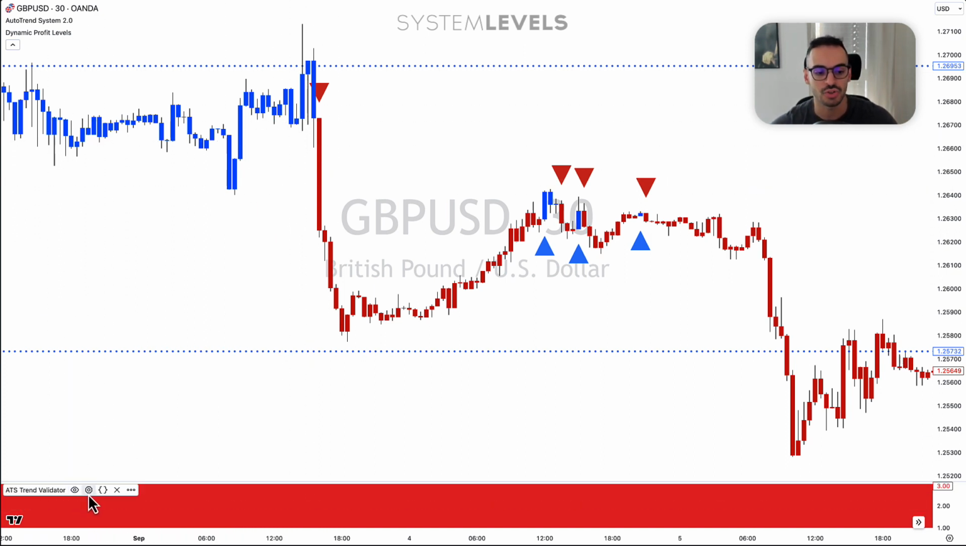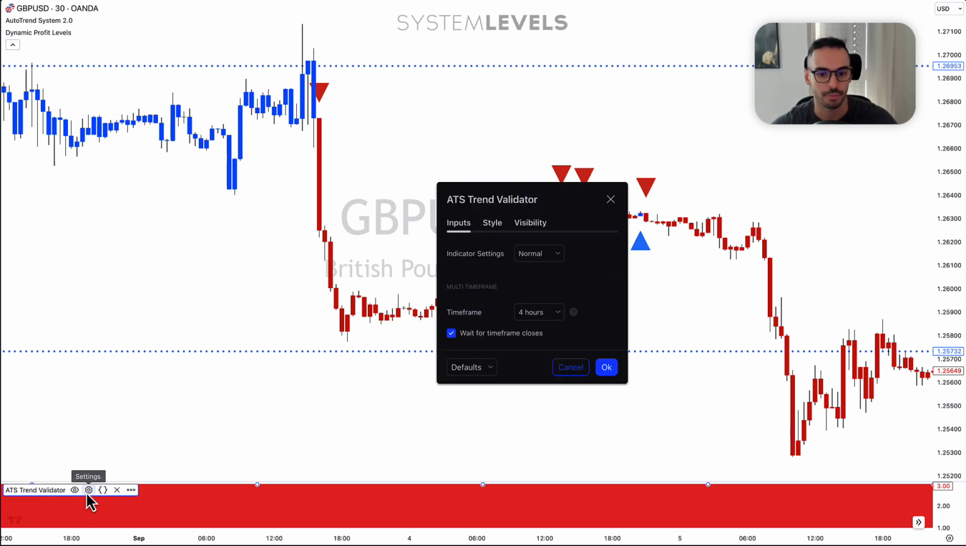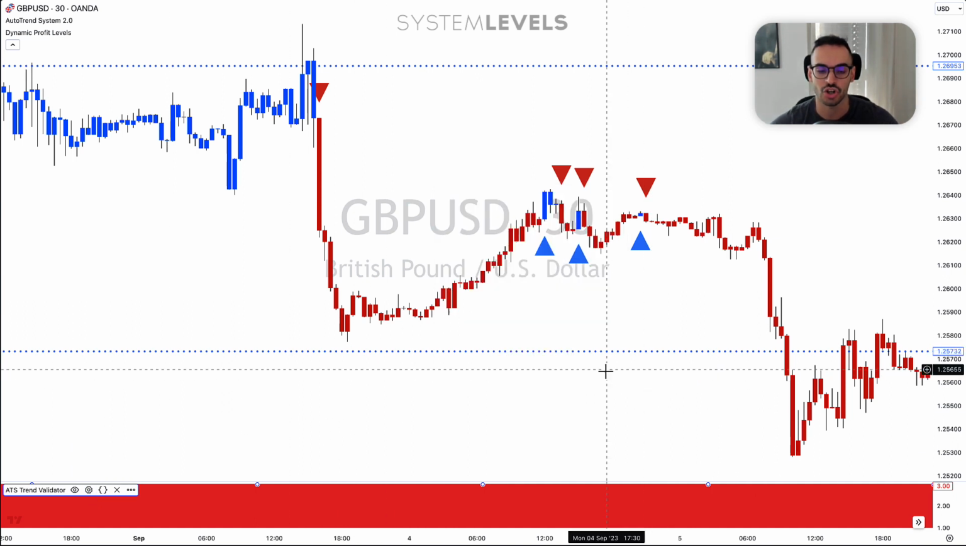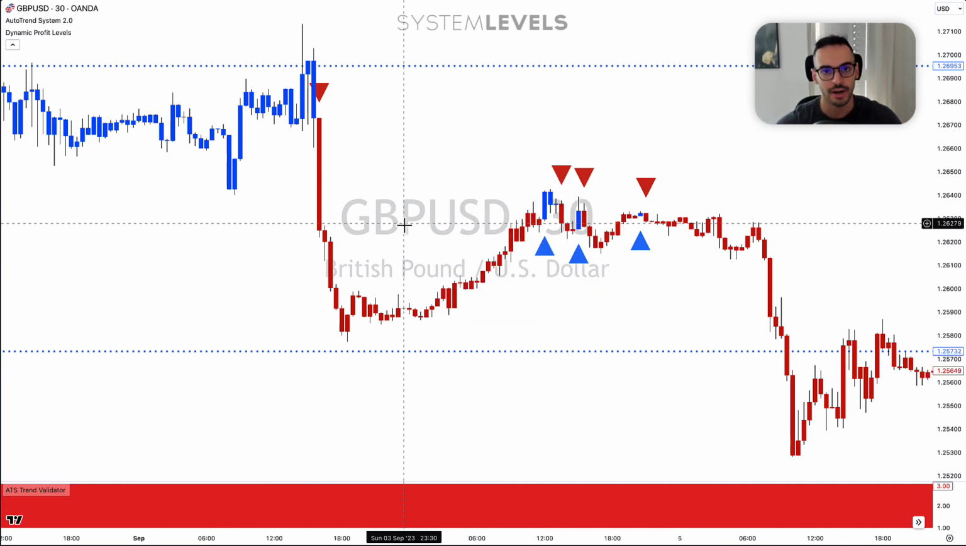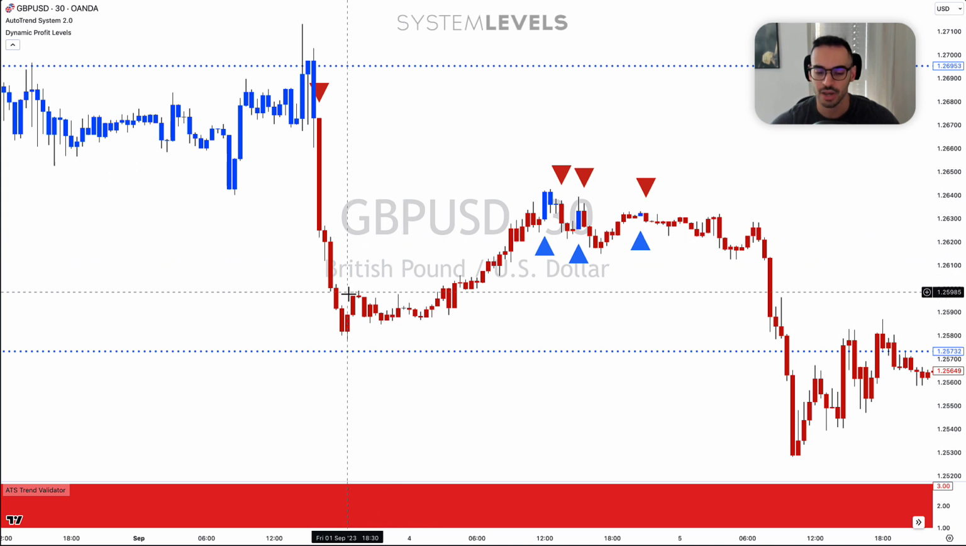By the way, I am using the 4-hour chart for my trend validator settings, because I wanted to be displaying the ATS trend of the 4-hour chart right under my 30-minute chart so that I can be doing very quick multi-time frame analysis right on the chart without having to switch back and forth and confuse myself. So it's a very useful tool to have on your chart when you're trading with the ATS.